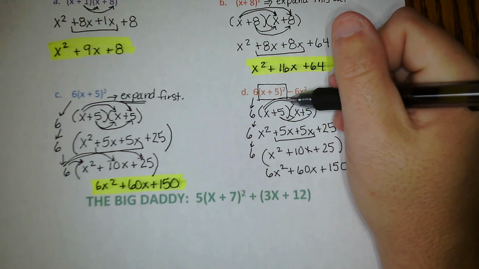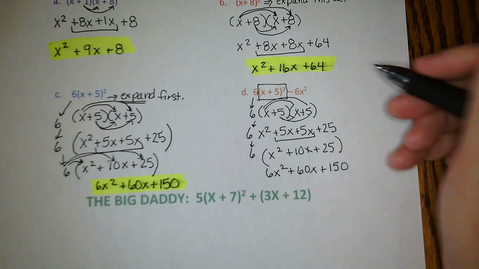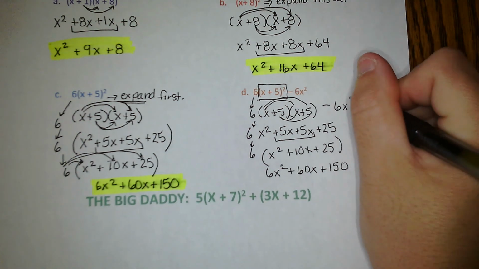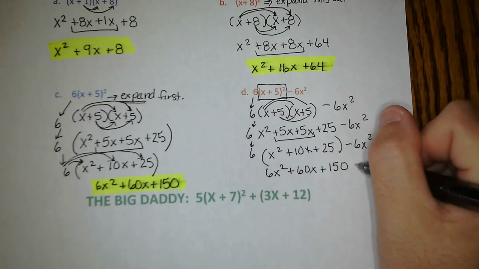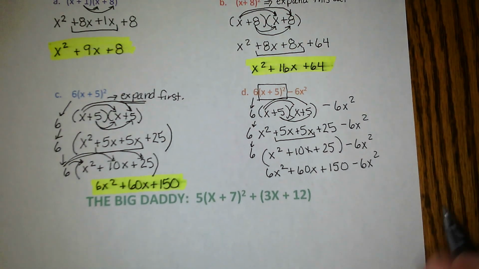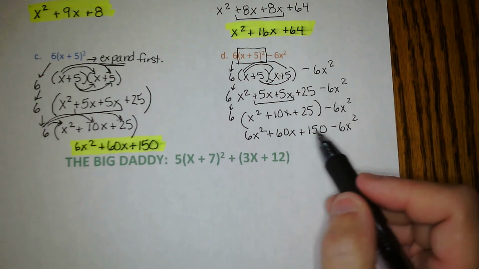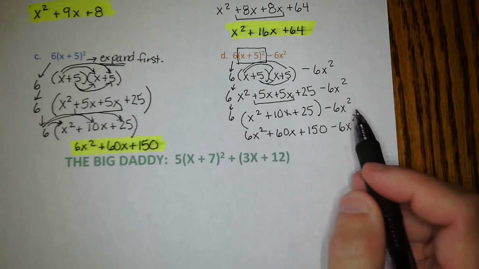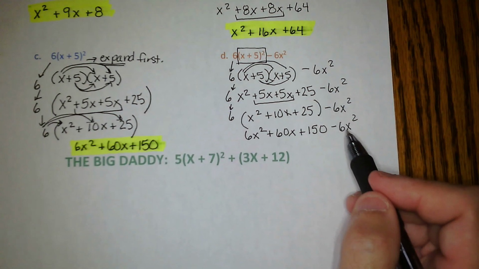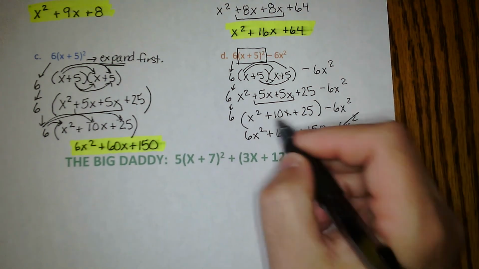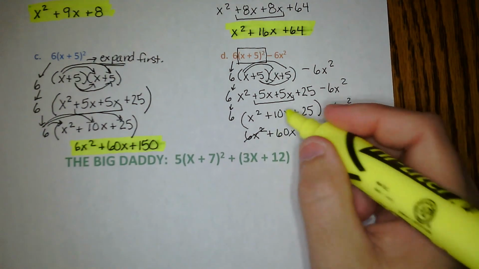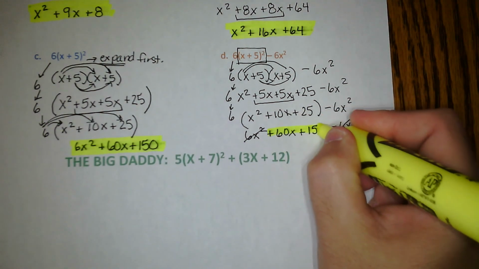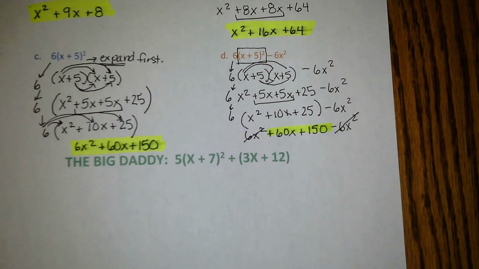But now there's something else. There's a minus 6x squared. So we're going to minus 6x squared. And that is our very last step. So what do you know about a positive 6 and a negative 6? What happens when we combine them? They cancel. So you're left with a total of positive 60x plus 150. That's your solution in simplest form.